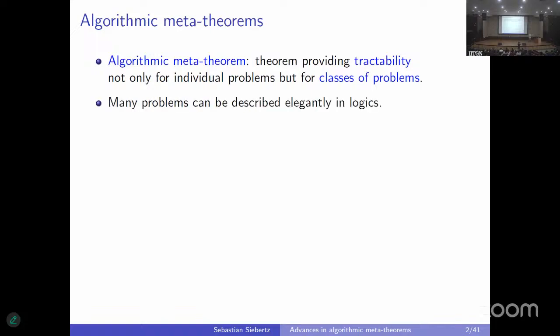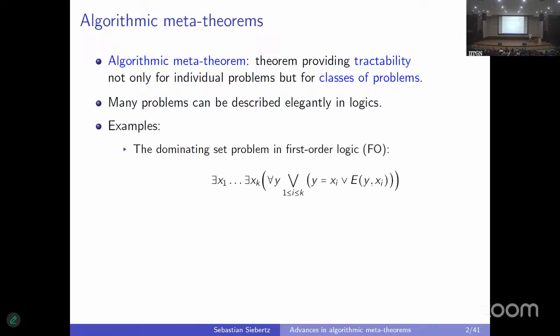And I use the approach here of describing these problems by logic. Logic can very elegantly describe the problems that we are looking at. Let us look at an example. For example, we can state the dominating set problem by a first order formula. We say that there exist k vertices. You see these existential quantifiers in the beginning. And then for all vertices, either they belong to one of these k vertices, or they are adjacent to one of these vertices. This is the dominating set, stating that there exists a dominating set of size k.